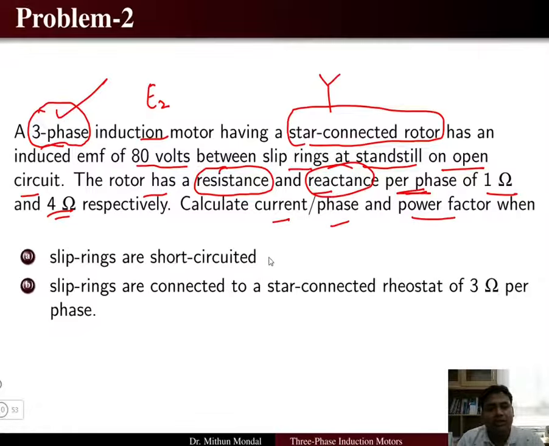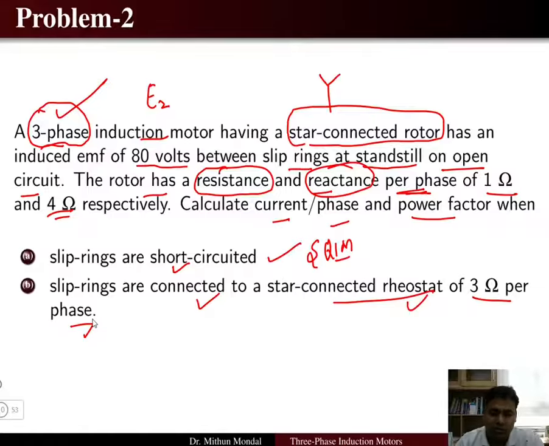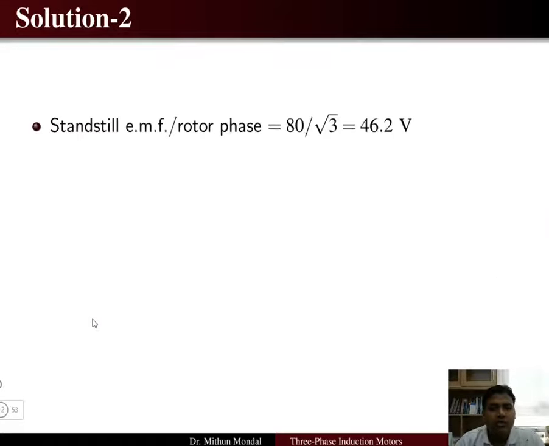One is when the slip rings are short circuited, and the other is when the slip rings are connected to a star connected rheostat of 3 ohms per phase. So slip rings being short circuited basically means that we are operating as a squirrel cage induction motor, and when it is connected to a rheostat of 3 ohm per phase, we are basically operating as a phase wound motor. So let us see the solution.